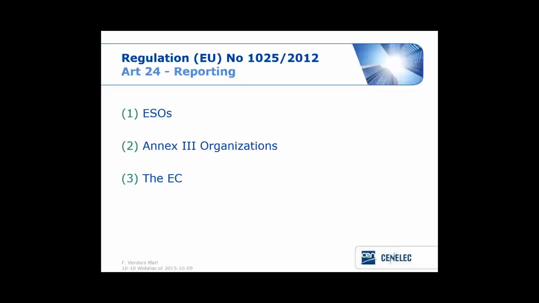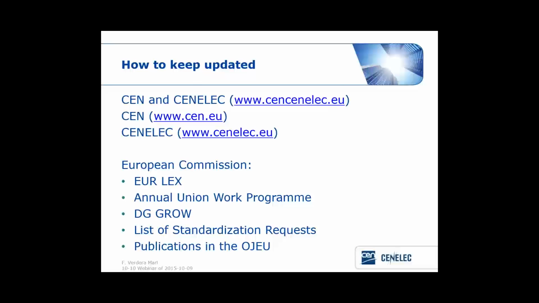Well, just to say that Regulation 1025 also gives some reporting requirements. We have to report to the Commission. The consumer representatives, the environmental organizations and trade unions also have to report to the European Commission if they are receiving money from the European Commission for doing their mission. And the European Commission also has to report to the Parliament and the Council on certain elements of this regulation every certain number of years.